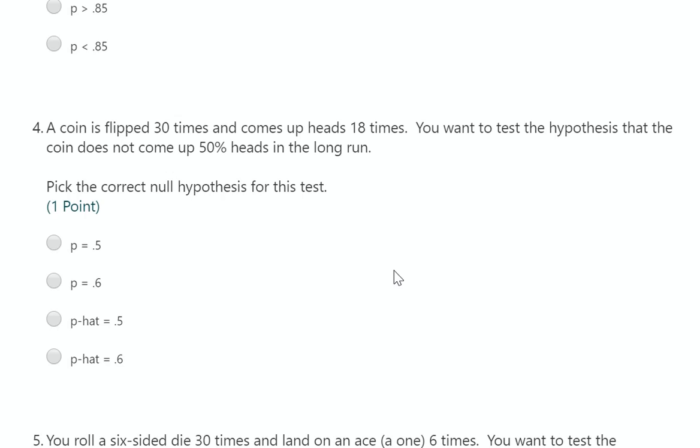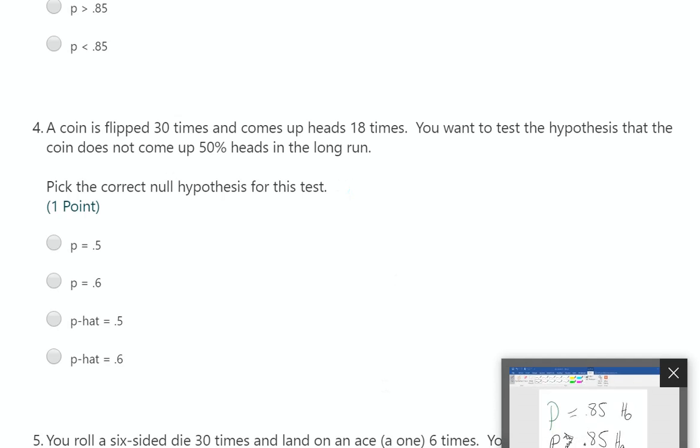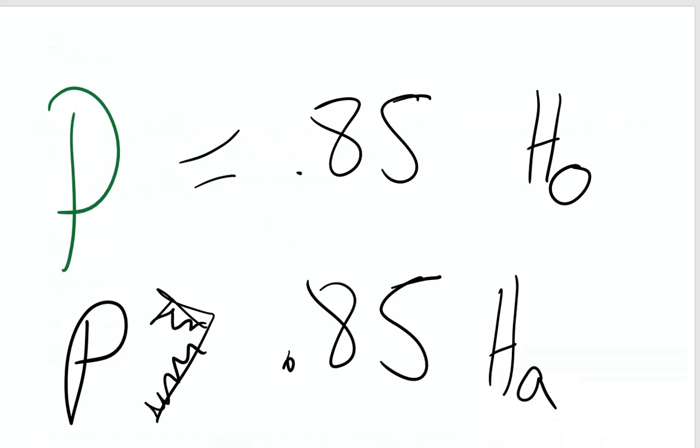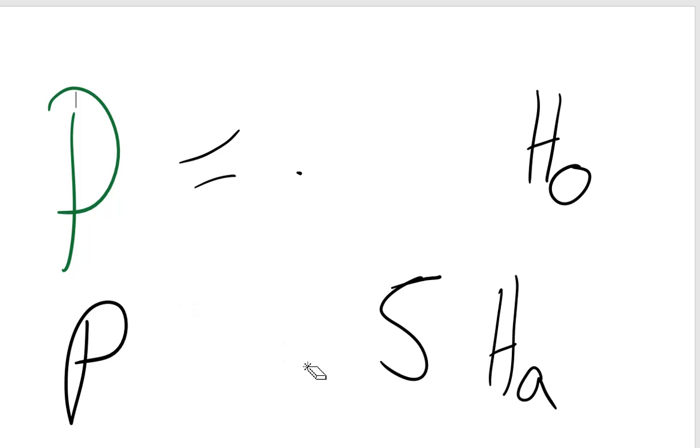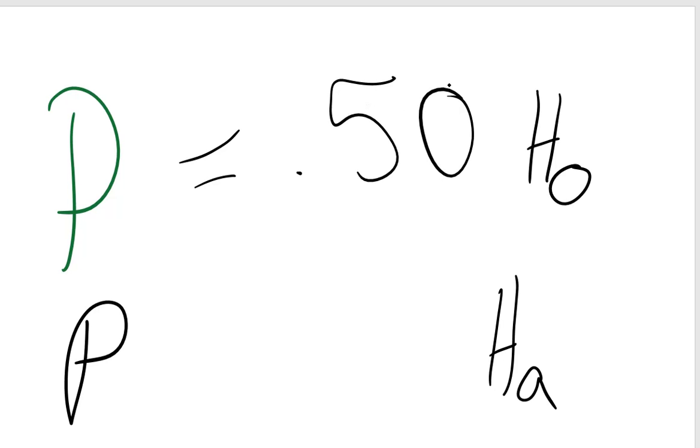We're only going to use p, unless it's a mean, then we're going to use mu. But right now we're only doing proportions, so we're going to use p. So what is the null hypothesis? Well, we want to disprove that it is 50% of the time. So our null hypothesis is that it does equal 50%, right? That's our null. We want to prove that it doesn't equal 50%.